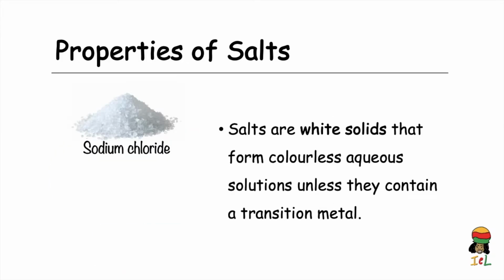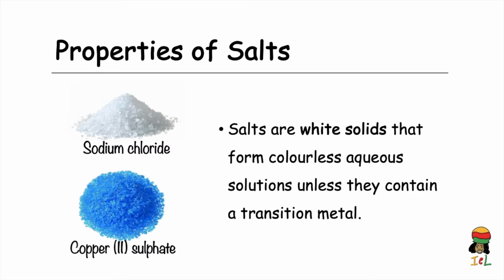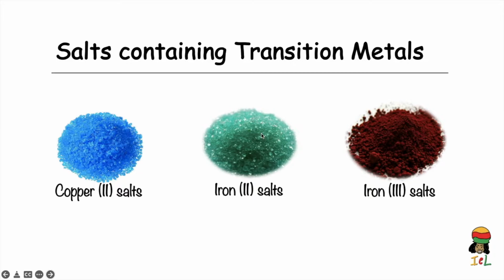The second property, salts are typically white solids. However, if they contain transition metals, they might be brightly colored. For example, copper-2 sulfate. Copper is a transition metal, and its ion in the salts generally gives a bright blue color, as shown here on our screen to the left with the example of copper-2 sulfate. Also, iron-2 salts are typically green, and iron-3 salts have a red-brown, or sometimes described as a rust-brown color.